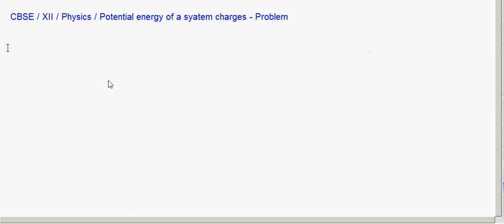We will discuss potential energy of a system of charges. We will derive an expression for the potential energy of a system of three charges through one problem.